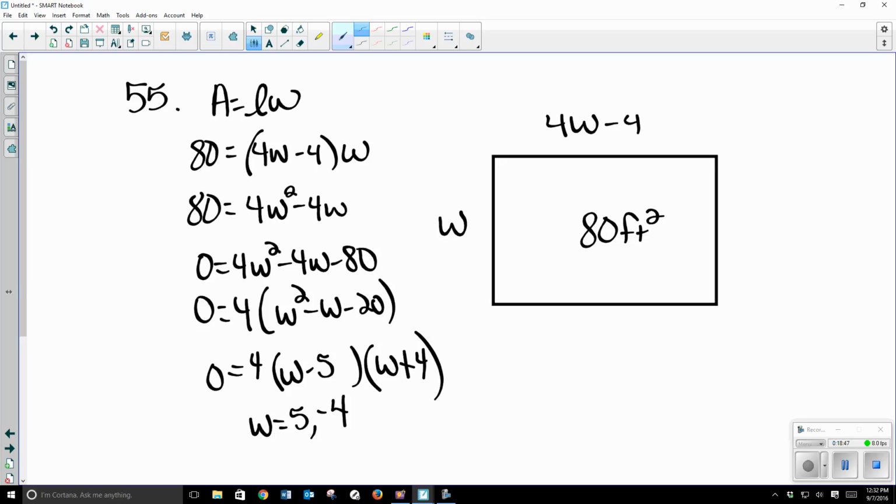Can you have a negative width? No. So 5 is the answer. What did it ask for? It asked for the width. And you can plug that back in. Is that true? Is 5 times 16 equal to 80? Yes.